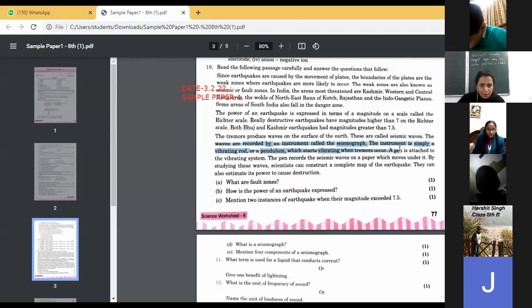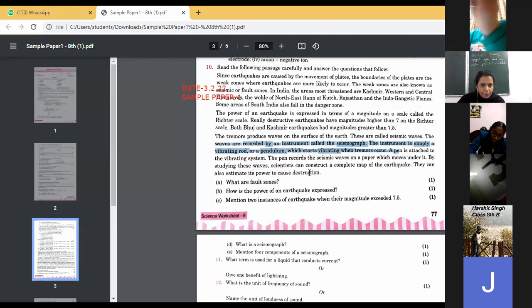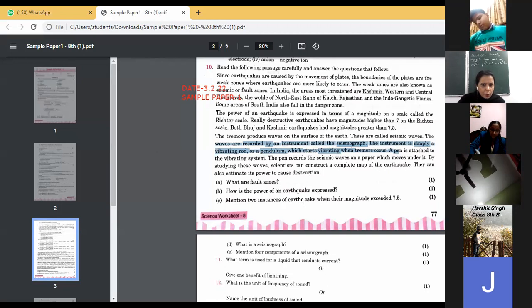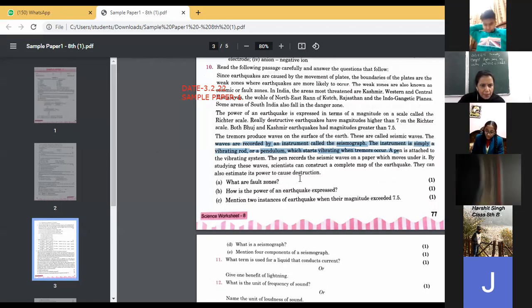So how many things are there? Vibrating rod is there, or a pendulum we can say, and a pen is attached to it. Okay, so these are the components. Four components have been asked. What are the rest then?